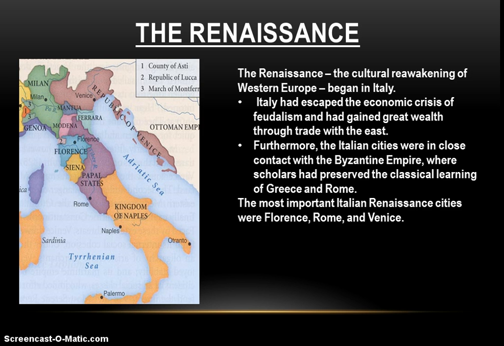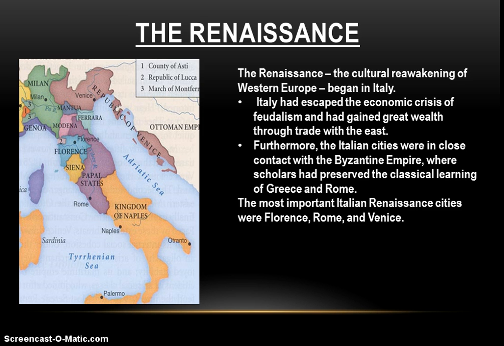Furthermore, the Italian cities are in very close contact with the Byzantine Empire. And if you remember, the Byzantine Empire is just the eastern half of the old Roman Empire. And there in the Byzantine Empire, they had preserved and had access to the classical learning and writing of ancient Greece and ancient Rome. And Italy, with close contact to the Byzantines, had access to this information also. And so as knowledge is coming back into Europe, Italy is the first place where it really takes roots. And this is why the Renaissance begins in Italy.